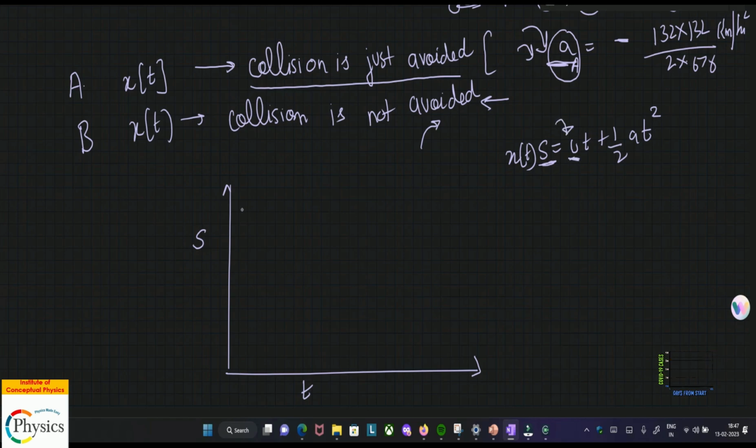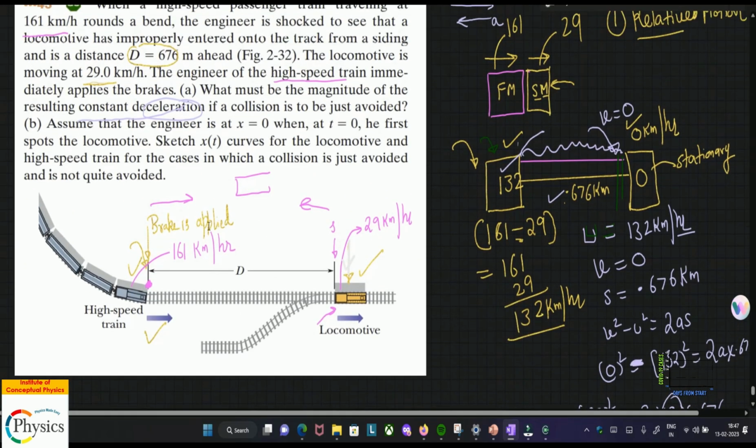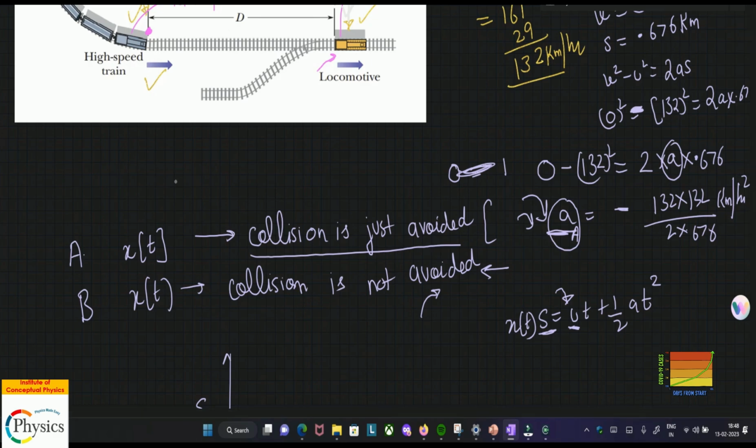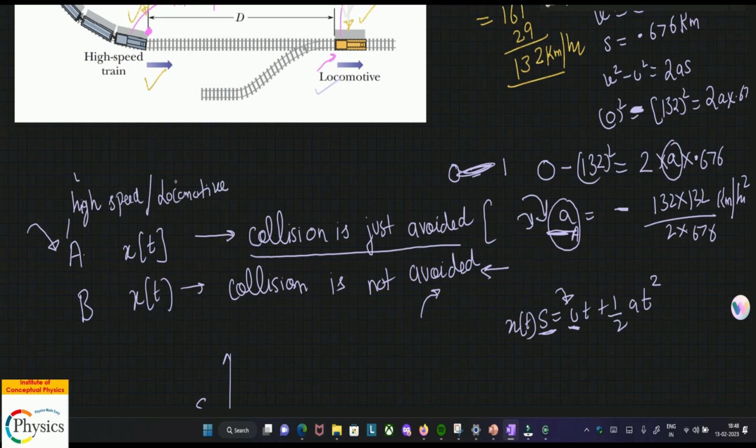So train A, which is a fast moving train, has a... it says assume, sketch the graph for the locomotive. So you have to draw it for both. You have to draw the graph for the high speed train, and this is your locomotive. So there are two: high speed train as well as locomotive. We will draw both the graphs for each type of train. This is just a locomotive and this is the high speed train.